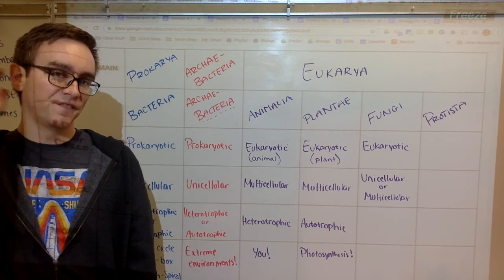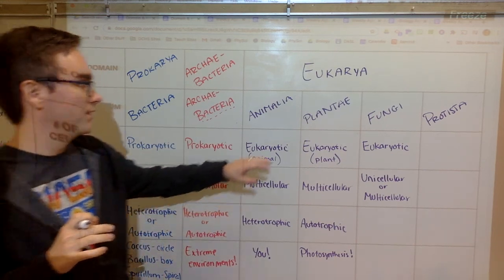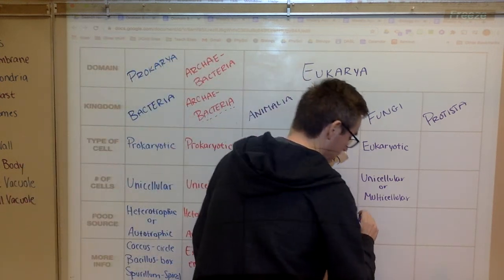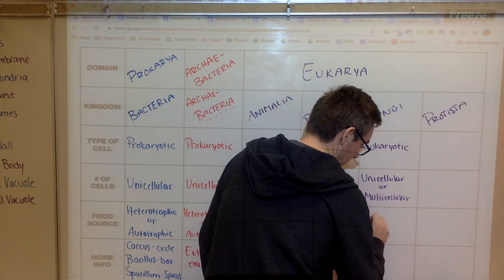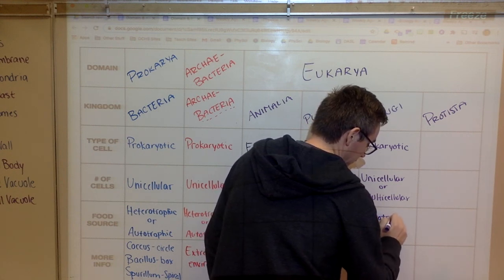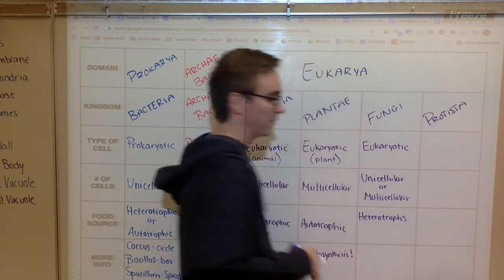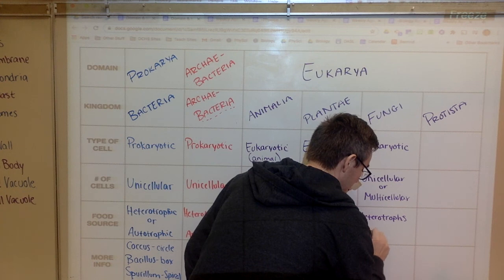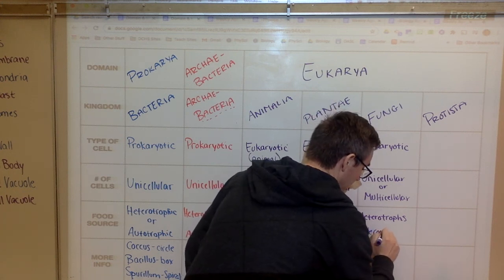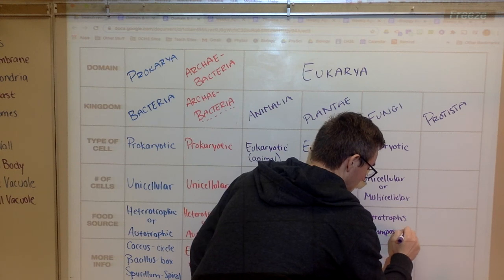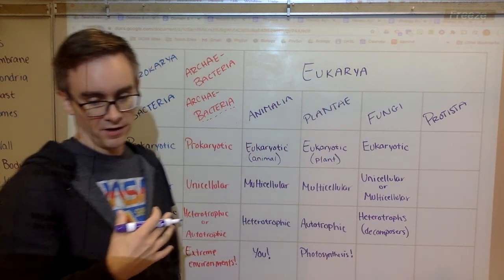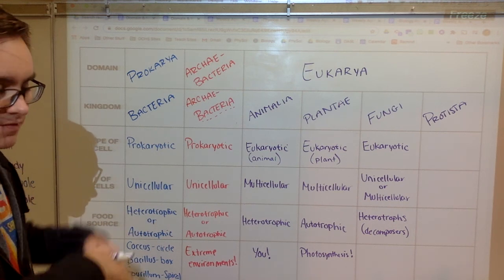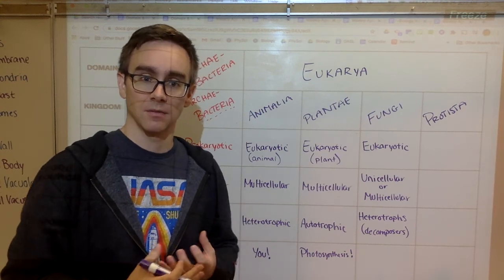One thing that differentiates this whole category is how they get their food. They are heterotrophs, just like we are. But they're a very specific type of heterotroph. They are decomposers. They are able to get their food by basically getting the chemical reaction from decaying material.